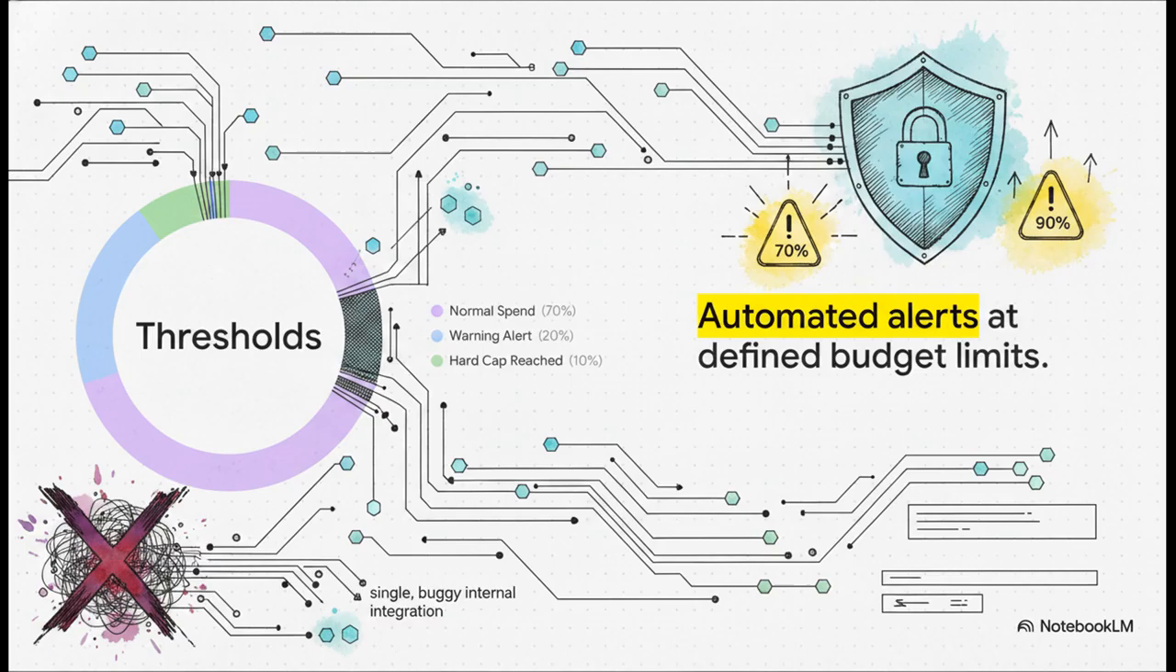All right, let's pivot from education to enforcement with Section 3, establishing budget guardrails. The reality is, every single project, internal tool, and product feature needs a defined monthly token budget. You really can't just look at the aggregate organizational spend and hope for the best. You need automated alerts firing off to project owners at 70% and 90% of their limit, plus a hard spending cap. And if they hit that hard cap, it should require an explicit approval workflow to override. This is absolutely crucial to prevent that all-too-common nightmare where a single, buggy internal integration silently consumes half your quarterly AI budget over a long weekend.